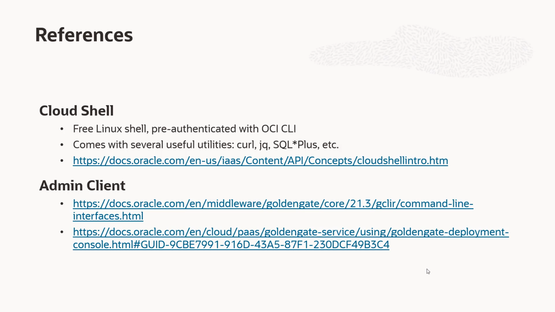And then we're going to use admin client. And I've provided here two links, one which is the reference guide for the command line interfaces in GoldenGate, which applies to OCI GoldenGate but also applies to GoldenGate on-prem and the marketplace, and a doc link for OCI GoldenGate specifically about using admin client with OCI GoldenGate, which is pretty much what I'm going to walk you through today, but it's also worth looking at the documentation.